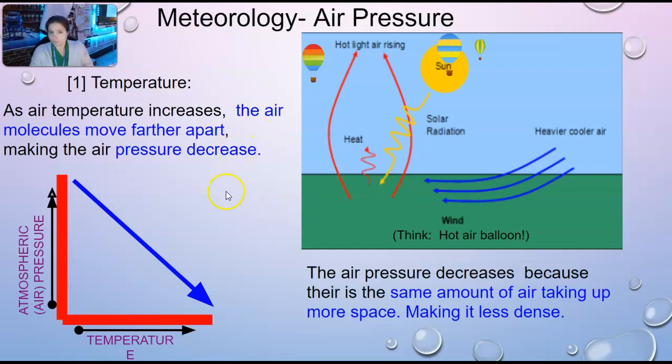So it's an indirect relationship: as the pressure goes up, the temperature will go down. As the temperature decreases, the pressure increases. As the temperature increases, the pressure decreases. As the pressure increases, temperature decreases.